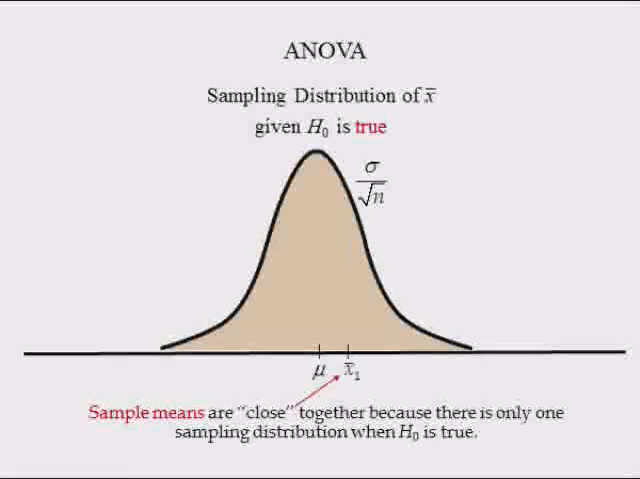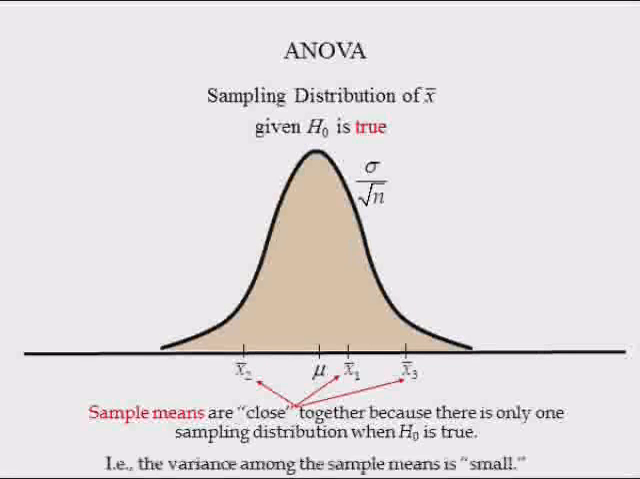In the graphical example, X bar 1 is slightly above the population mean. X bar 2 is below the population mean. X bar 3 is above the population mean. If the sample variances are close together, the variance of the sample means is going to be small.